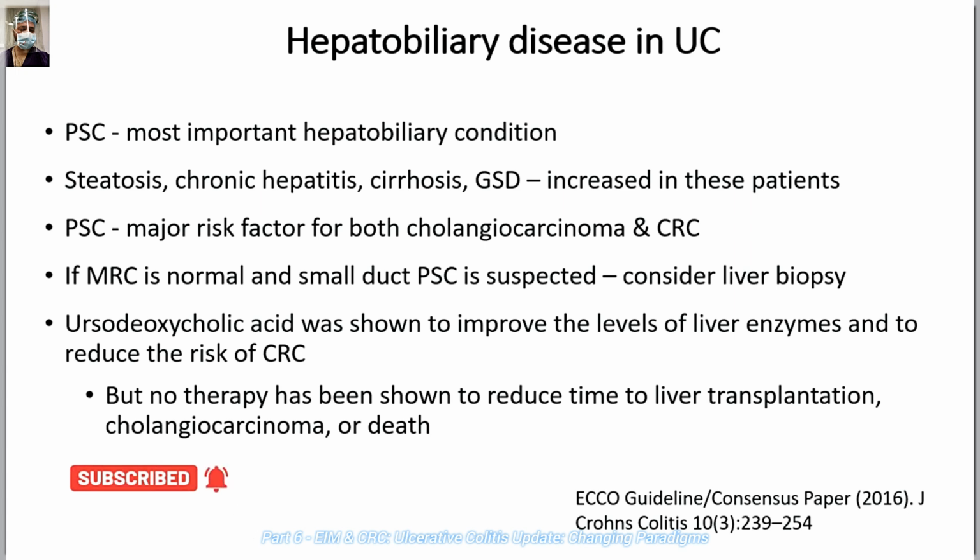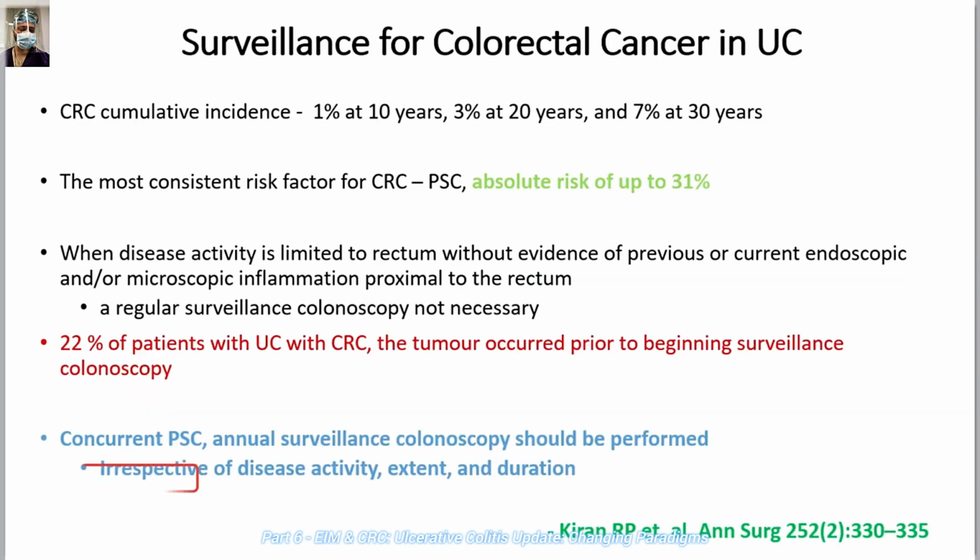The cumulative incidence of colorectal cancer is 1% at 10 years, 3% at 20 years, and 7% at 30 years. So, as the disease duration increases, the chance of colorectal cancer increases. The most consistent risk factor of colorectal cancer is primary sclerosing cholangitis, and absolute risk is up to 31%. So, as I have already said, if a patient with ulcerative colitis has hepatobiliary manifestation in the form of primary sclerosing cholangitis, there is a very high chance of 31%, and we should screen and treat this patient more aggressively.